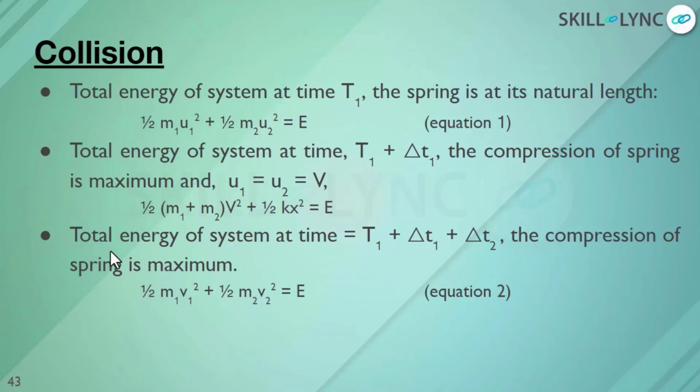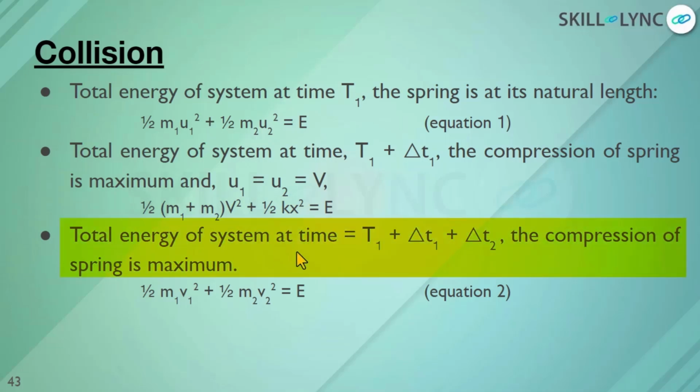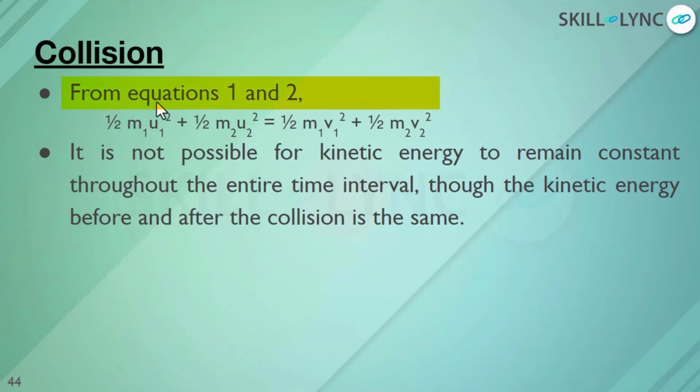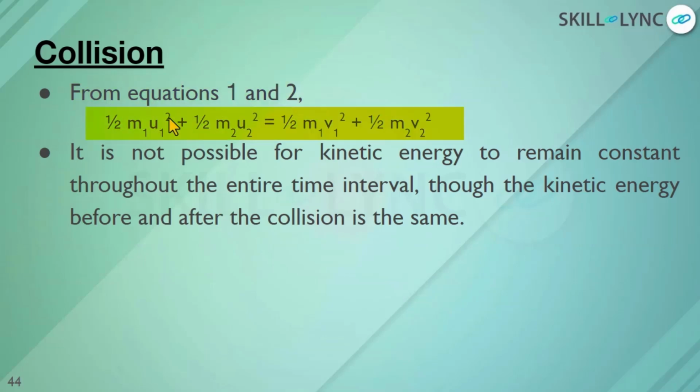Going into case 3, total energy of the system at time t1 plus del t1 plus del t2, the compression of the spring is maximum. Half m1 v1 square plus half m2 v2 square is equal to E. Let's name this equation as equation 2. On comparing equation 1 and 2, we get half m1 u1 square plus half m2 u2 square is equal to half m1 v1 square plus half m2 v2 square.